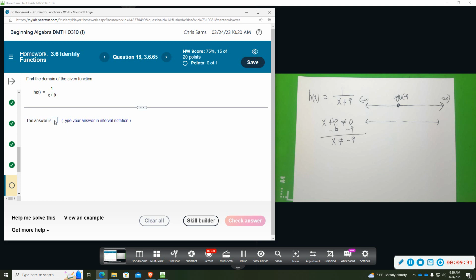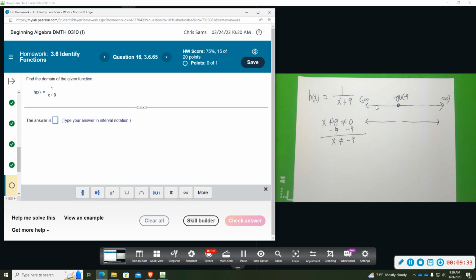So they want interval notation, so they want it like this up here. I'm going to say parentheses, negative infinity, comma, negative 9. And then here's that little union symbol, which means I've got another piece that I'm connecting. And then negative 9 to infinity.